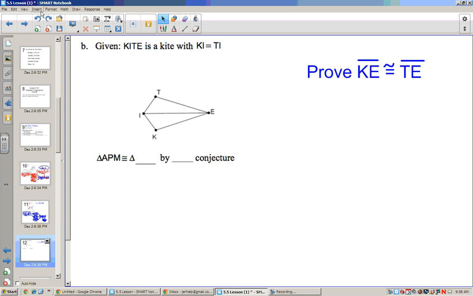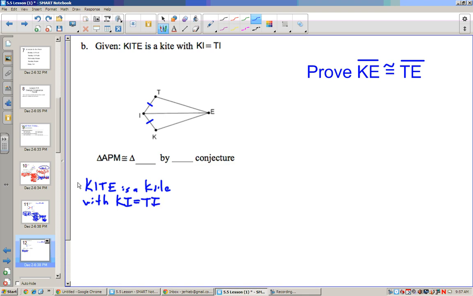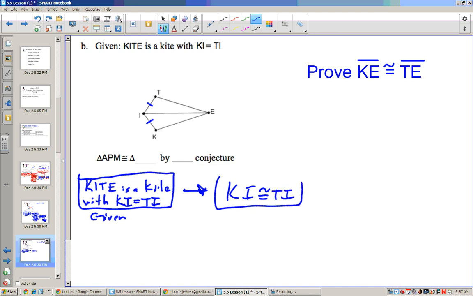We'll do one more and then call it a day. So KITE is a kite with KI congruent to TI. So we can write that. KITE is a kite with KI equal to TI. So the reason we know that is given. So from that, we know KI is congruent to TI. That's just given.